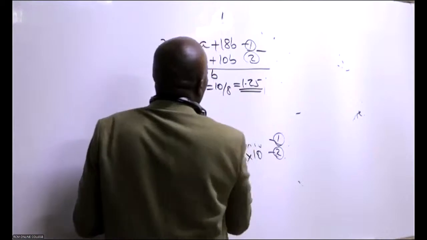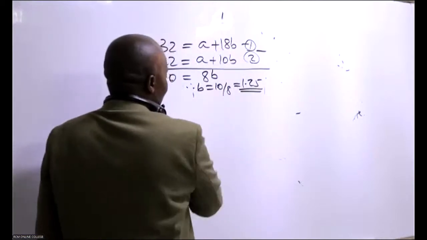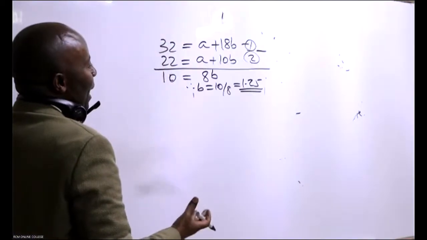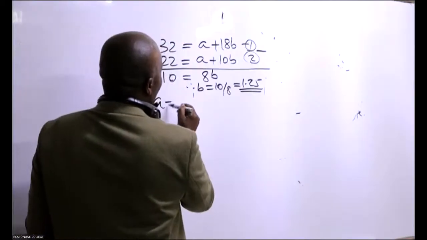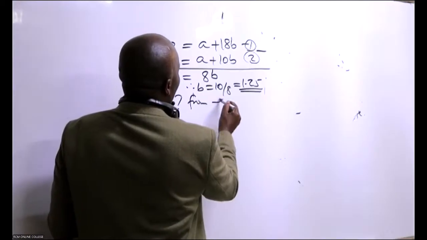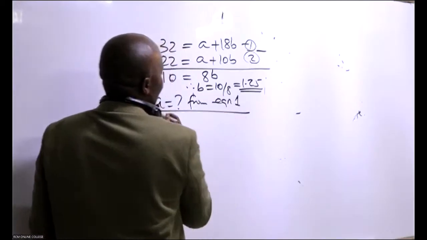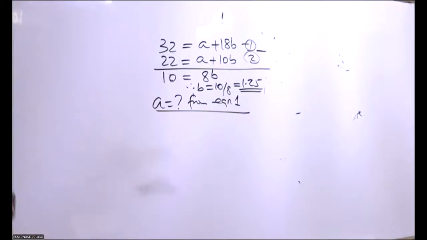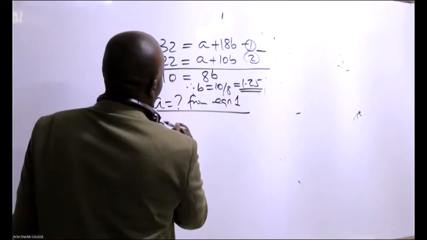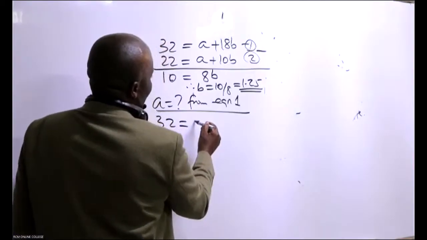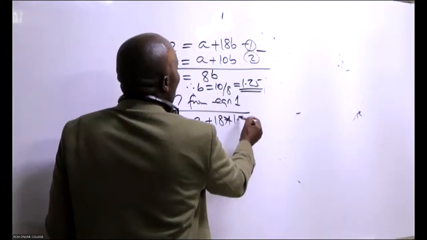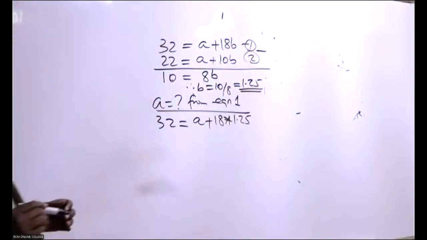So then, having gotten the value of b, we can easily go to any of the two equations and get the value of a. So we ask ourselves, what will be the value of a from equation 1? Please try that out yourselves. So this will be 32 equals a plus 18 boy, but we know who our boy is. We know that our boy is 1.5?